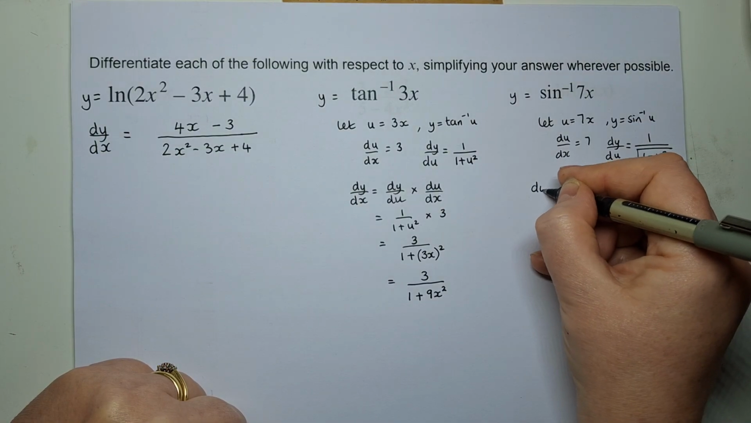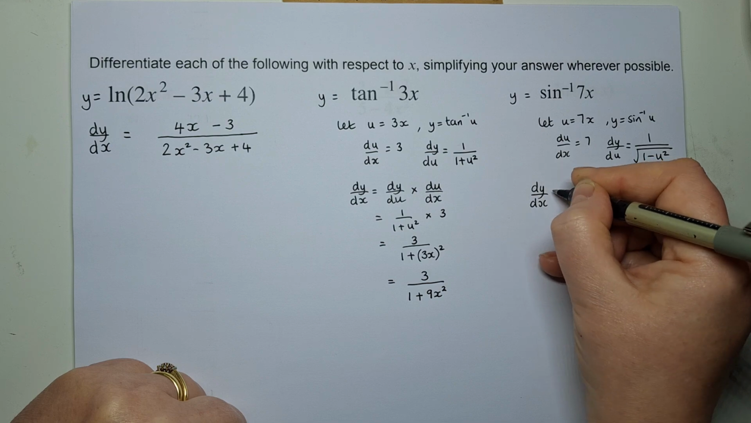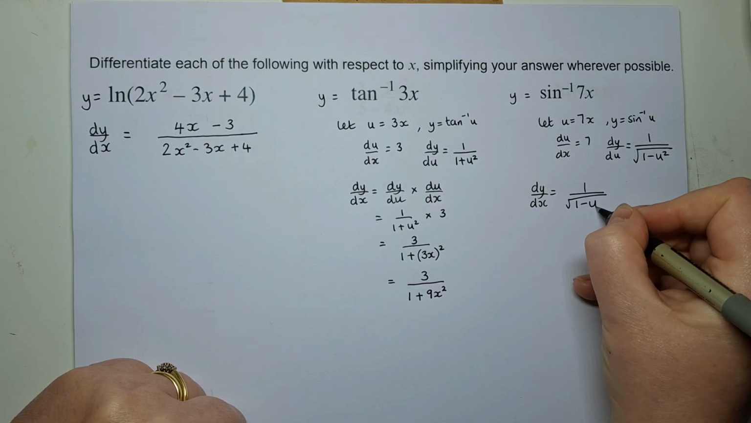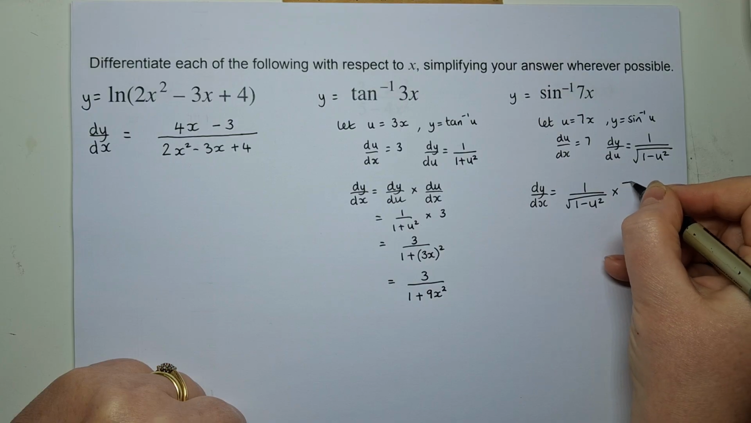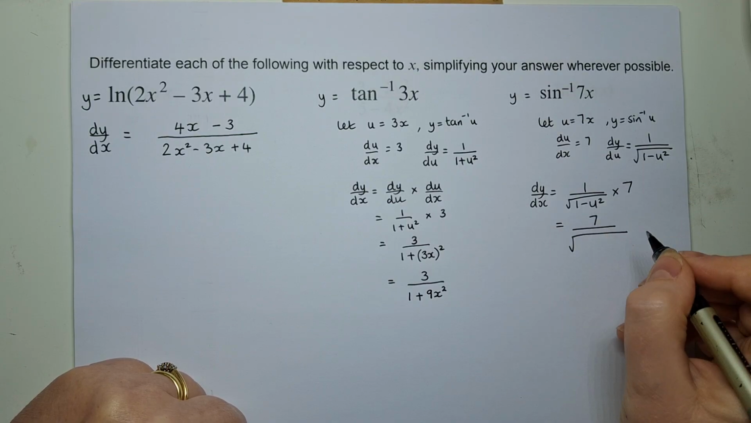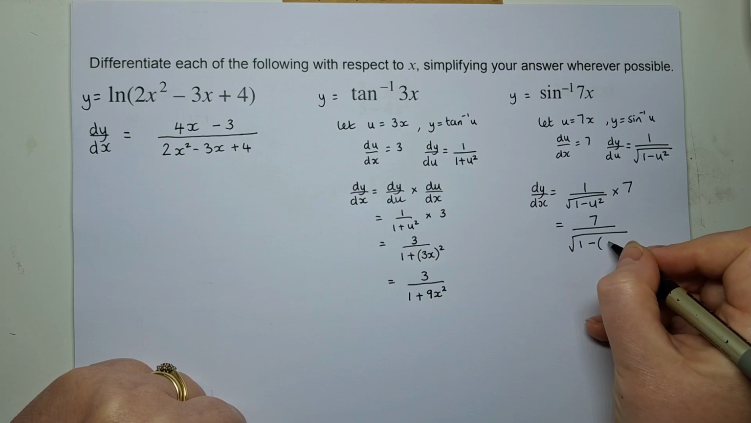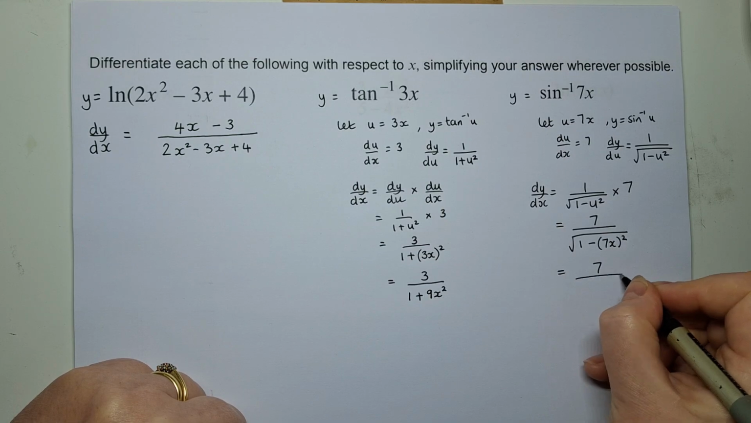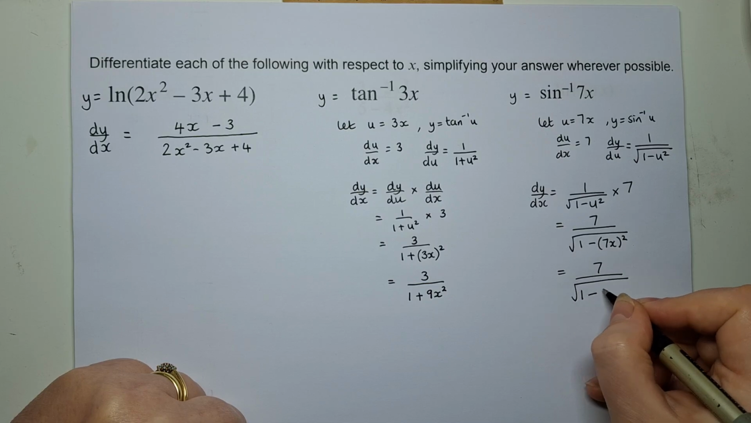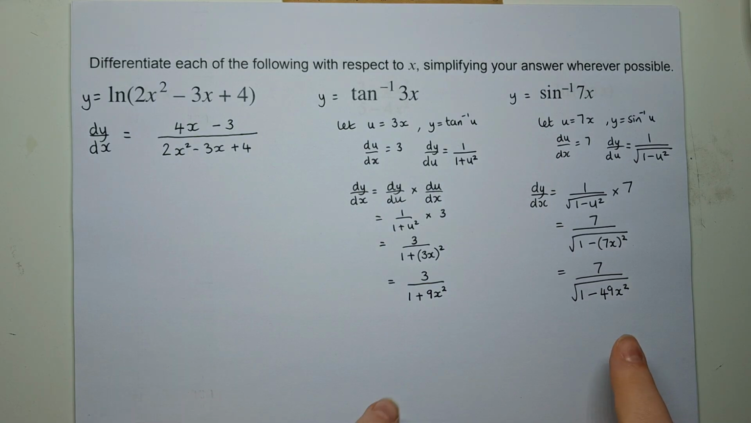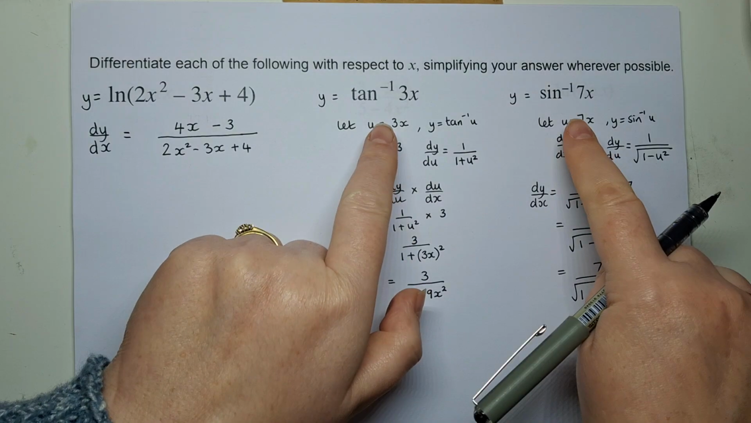Okay, same chain rule again. dy by du, I'll just write the answers in, multiplied by du by dx, so that 7 ends up on the top. Replace the u, remember a bracket, and you can then square the 7 and square the x. So these two are more unusual questions.